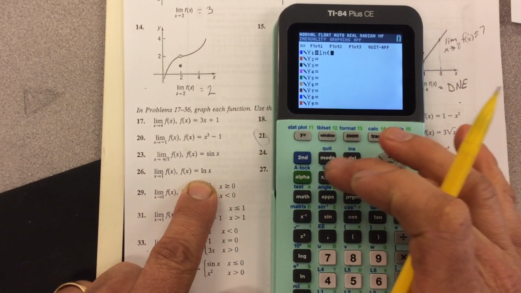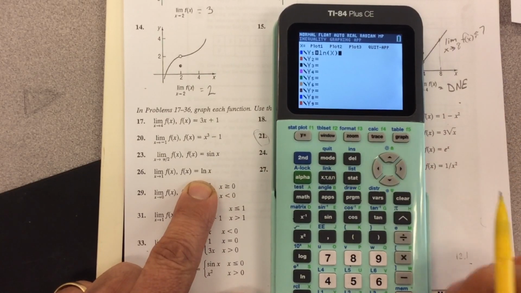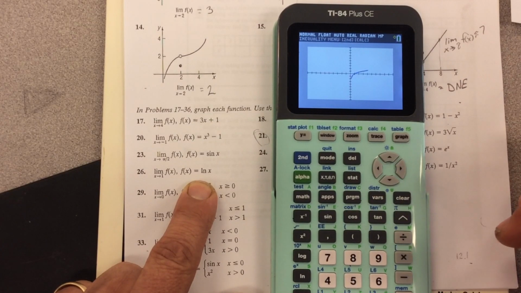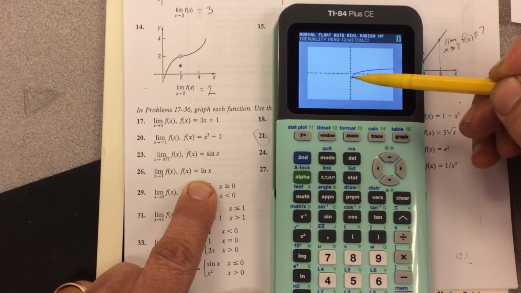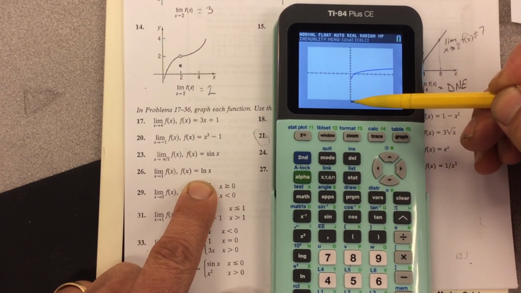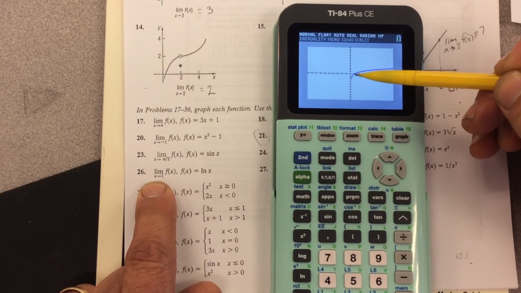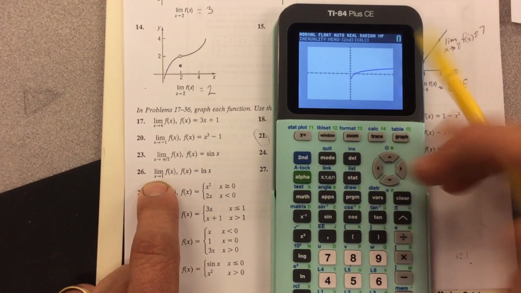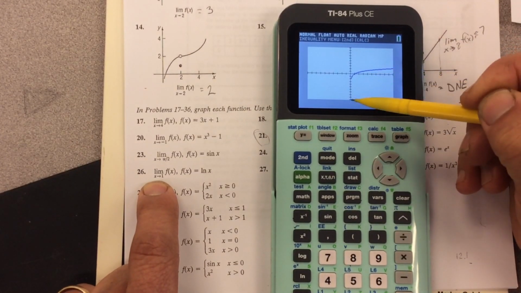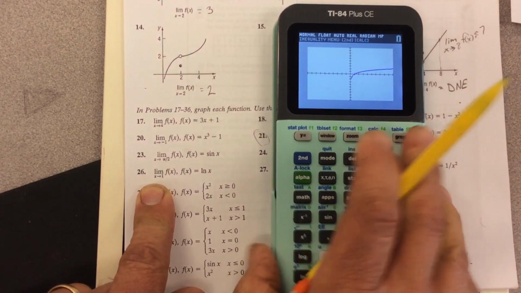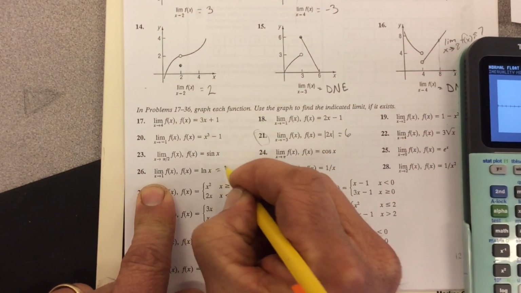The ln of x, and that's a log graph. I'll hit my graph button. And if you remember, this graph actually does go down here along this axis. It doesn't have enough pixels to show it, but I want the limit as x goes to 1. So I look at 1 here, and I ask myself, do this graph and this graph get closer and closer to something as I approach from each side? And the answer is yes. They get closer and closer to 0. So my answer is 0.